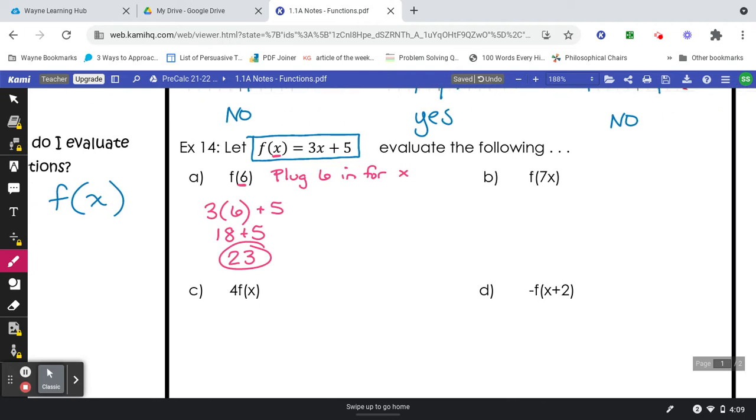Same thing happens on part B. They're asking us to plug in a 7x where the x was. So 3, I'm plugging in the 7x. Finish it off with a plus 5. Multiply it out. I don't have any like terms to combine, so that problem's done.